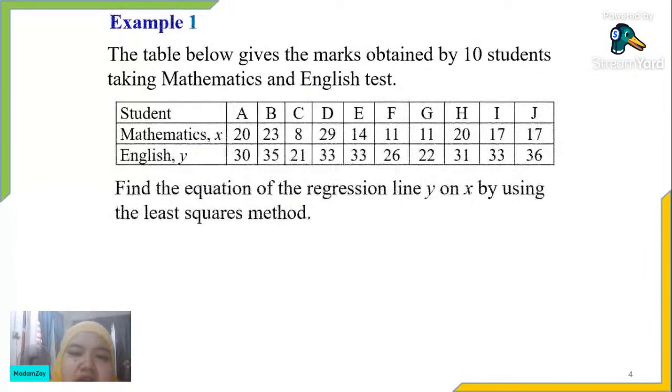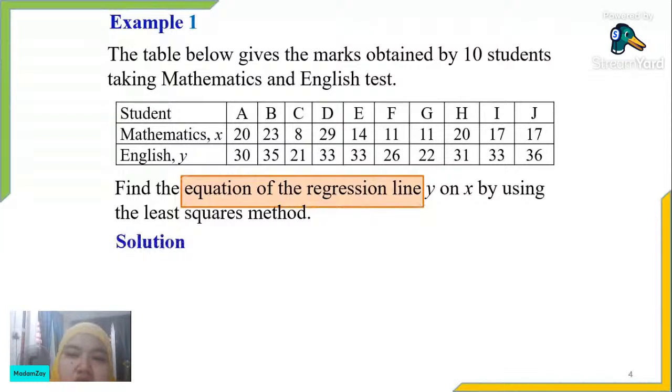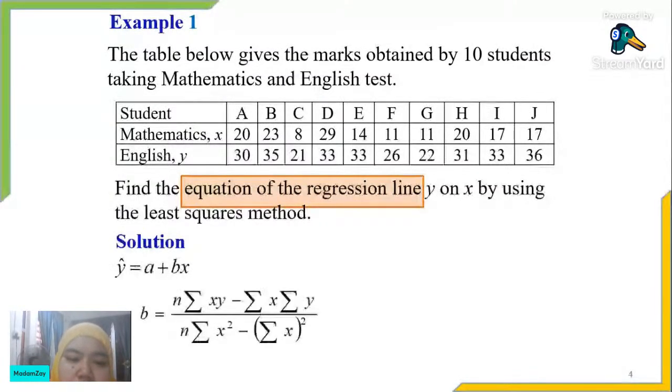Let's see directly the example. The table below gives the marks obtained by 10 students taking mathematics and English tests. Find the equation of the regression line y on x by using the least squares method. To find a and b, we need to know all the summations we need to use in the formula. For b, we need to find summation of xy, summation of x, summation of y, and summation of x square. We don't have to find summation of y square.